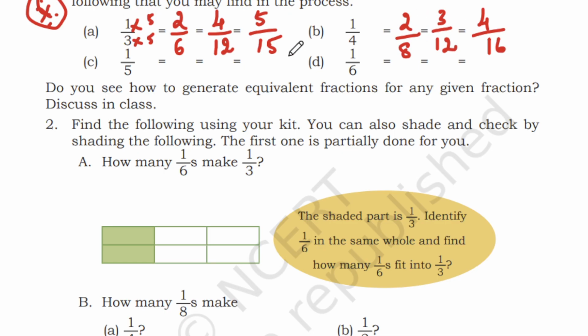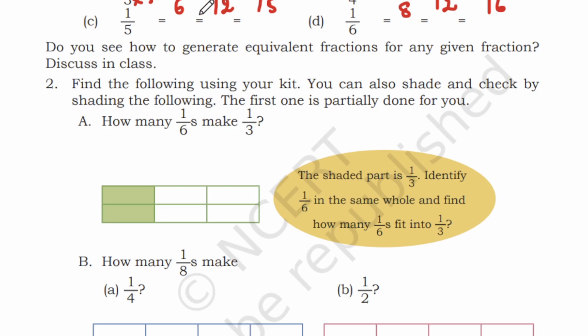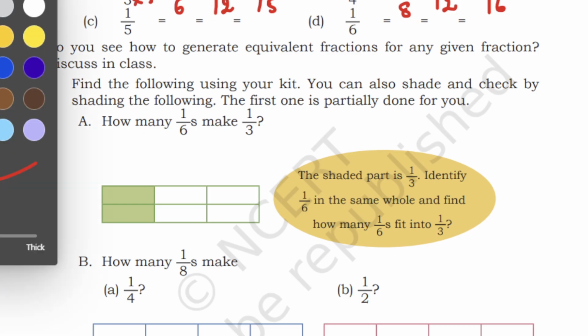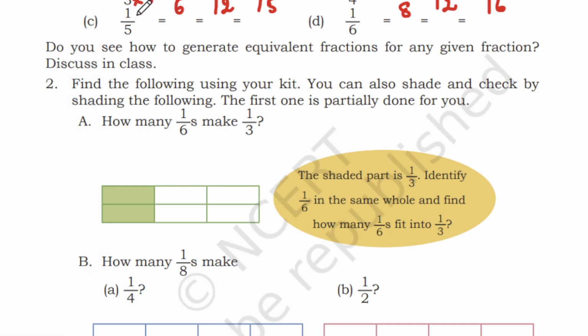Okay, so next you have 1 by 5. I have no space, so I will write using a smaller size. So 1 by 5, you can multiply by 2. So 2 ones are 2, 2 fives are 10. So 2 by 10. You can multiply by 3. 3 ones are 3, 3 fives are 15. The last one you can do with 4. 4 ones are 4, 4 fives are 20.